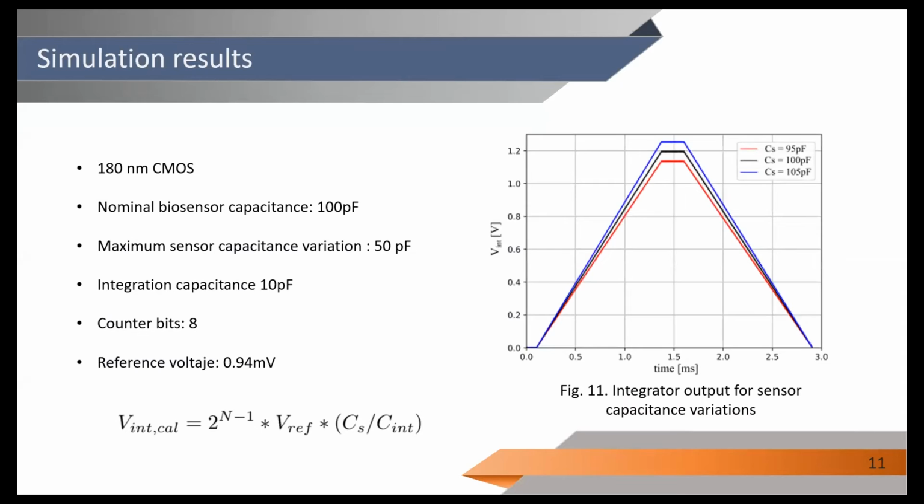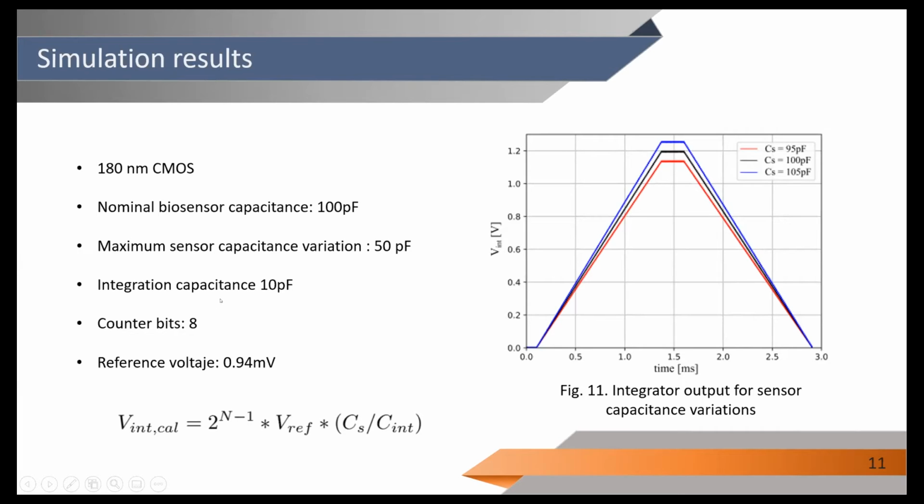The system was simulated in HSpice with a 180 nanometer CMOS technology. The nominal biosensor capacitance was 100 picofarads, and the maximum sensor capacitance variation was 50 picofarads. The integration capacitance, the resolution of the counter, and the voltage reference remain as system design variables.